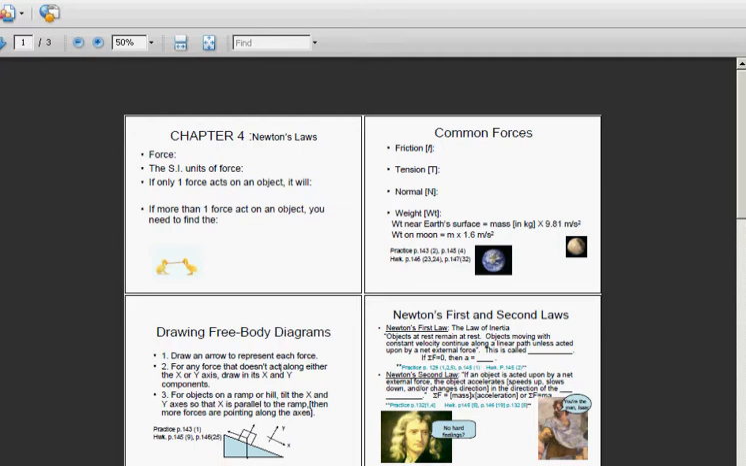So basically, Newton's first law, the law of inertia, says that an object is just going to keep doing whatever it was doing unless something happens.